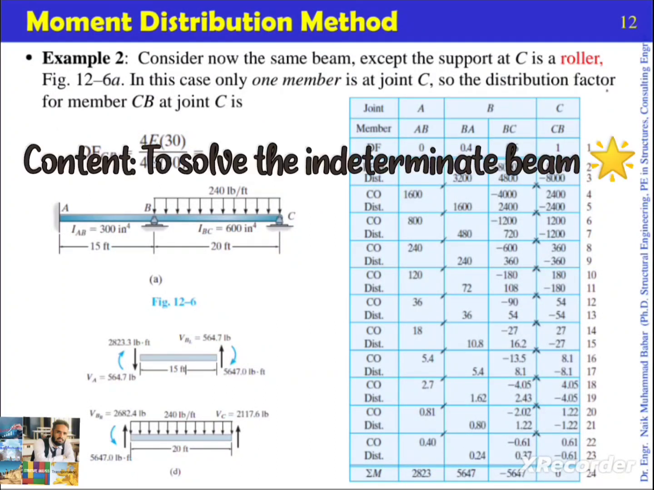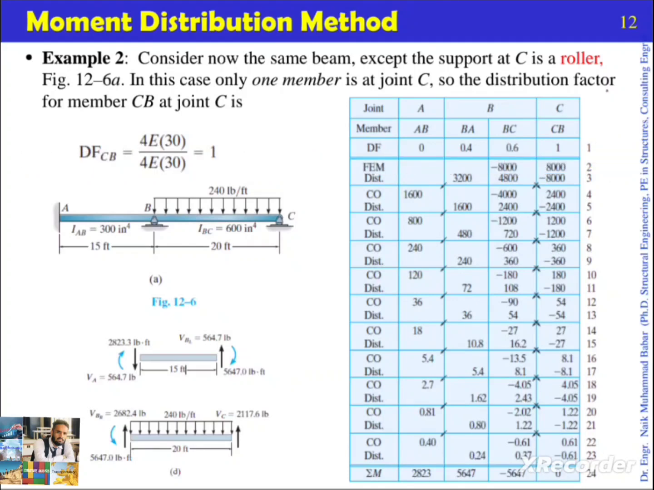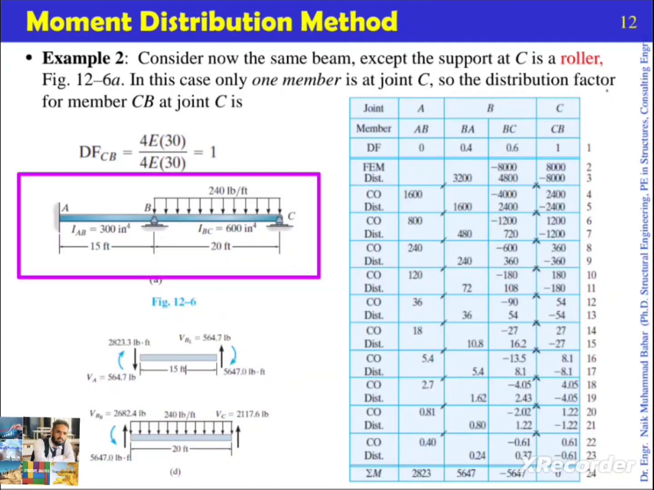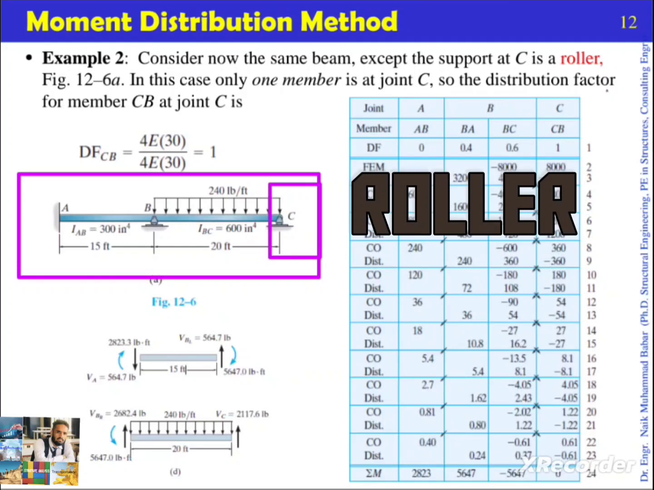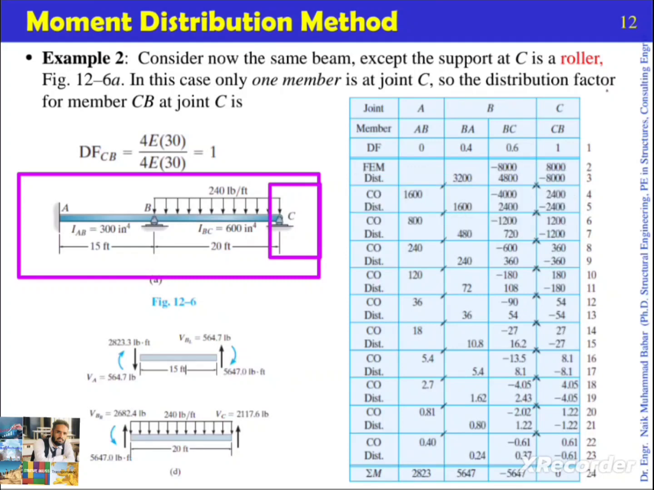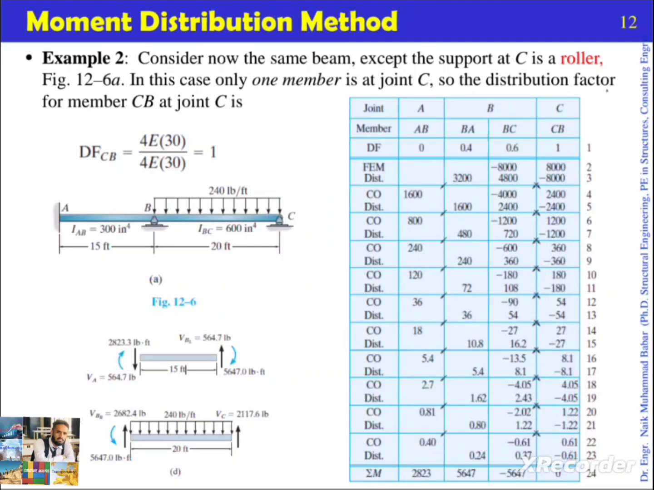In this lecture we will discuss the moment distribution method. In the last lecture we discussed the first example of the moment distribution method, in which we talked about the same beam, but the only modification in this example is that there is a rocker or roller support at point C. In the last example there was a fixed support at point C. So by changing any support, the whole procedure will change for the moment distribution method.